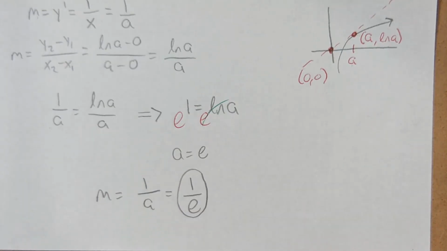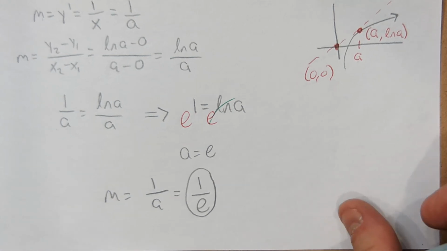That is the slope of the line that is tangent to the ln of x and goes to the origin. And if you don't believe me, you're welcome to go to Desmos, type in ln of x, and in the next line, type in 1 over e, and then right next to it, put an x. And watch the magic happen.